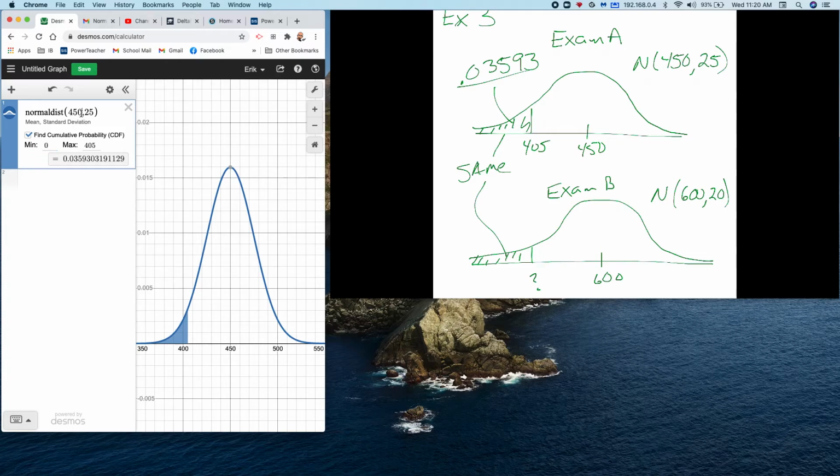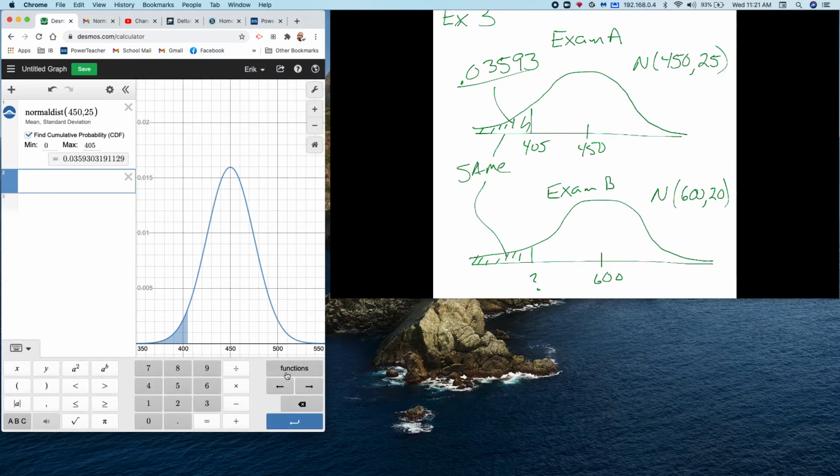And what I'm going to do is change my normal distribution. I'm going to add a new normal distribution. Let's see, maybe I can do it off of this. If I type in normal distribution, yeah, that just didn't work out. So let me go to the functions, distribution. Let me go to normal distribution, and I'm going to get a new normal distribution.